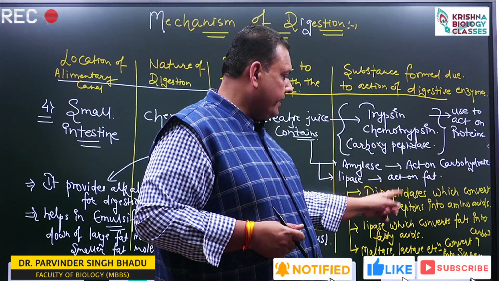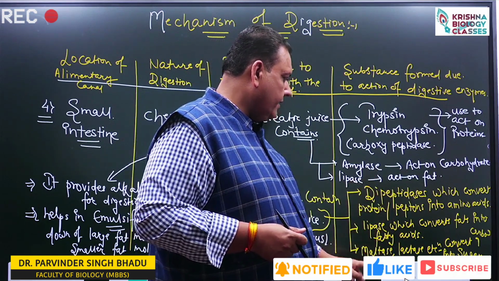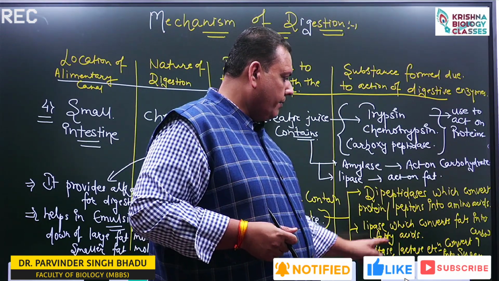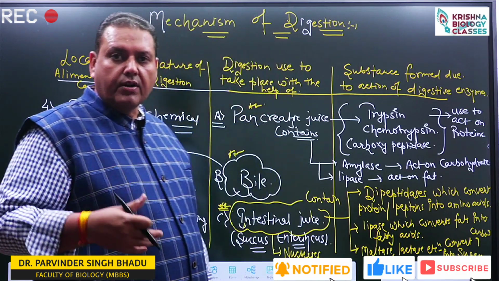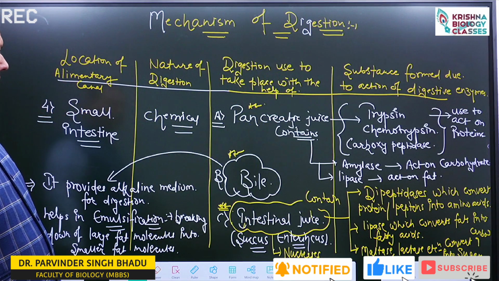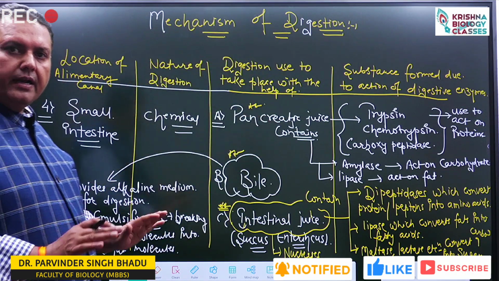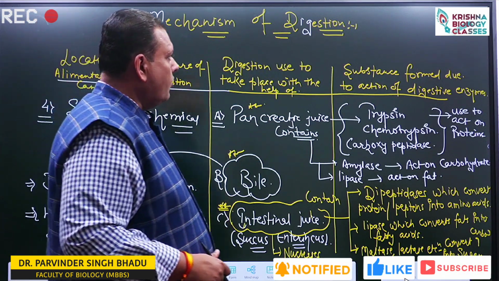The dipeptidase converts the protein into amino acids. Lipase acts on the fat, converting it into fatty acid. Maltase, lactase, sucrase, they convert the carbohydrate into the simplest form of sugar. That is how the entire food gets broken down and converted into the soluble form.